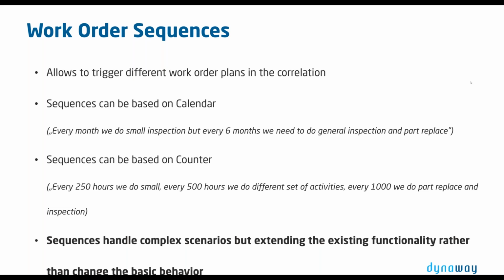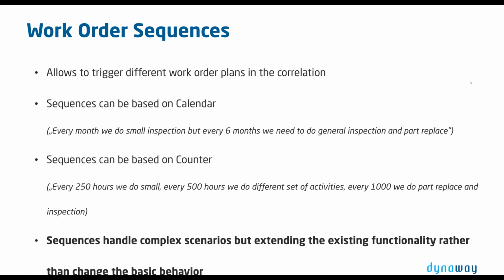And we have 2 types of sequences. One is a calendar and the second one is a counter. And this is a really live example which I heard from one of our customers. Every 250 hours we do a small set of activities. Every 500 hours we are doing different activities, and every 1000 hours of the machine we're doing the big inspection, and we put that here.